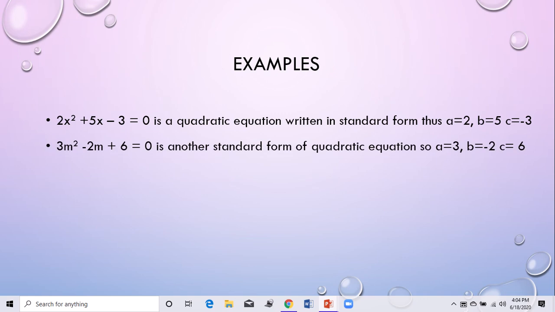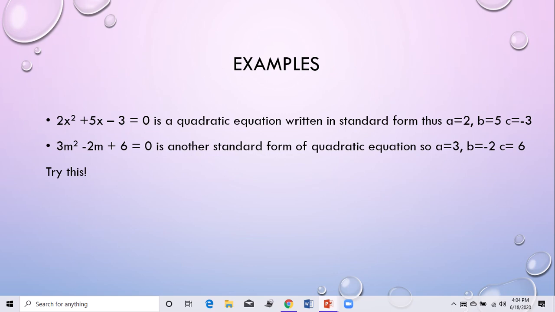Next, we have 3m squared minus 2m plus 6 equals 0. This is another example of a quadratic equation written in standard form. So all you have to do is to get the numerical values of a, b, c. So a equals 3, b equals negative 2, c equals 6.